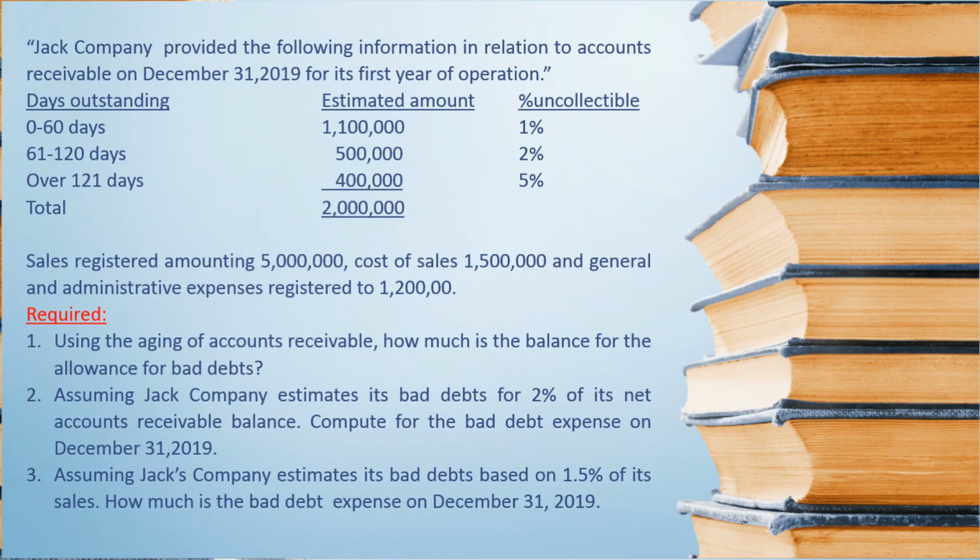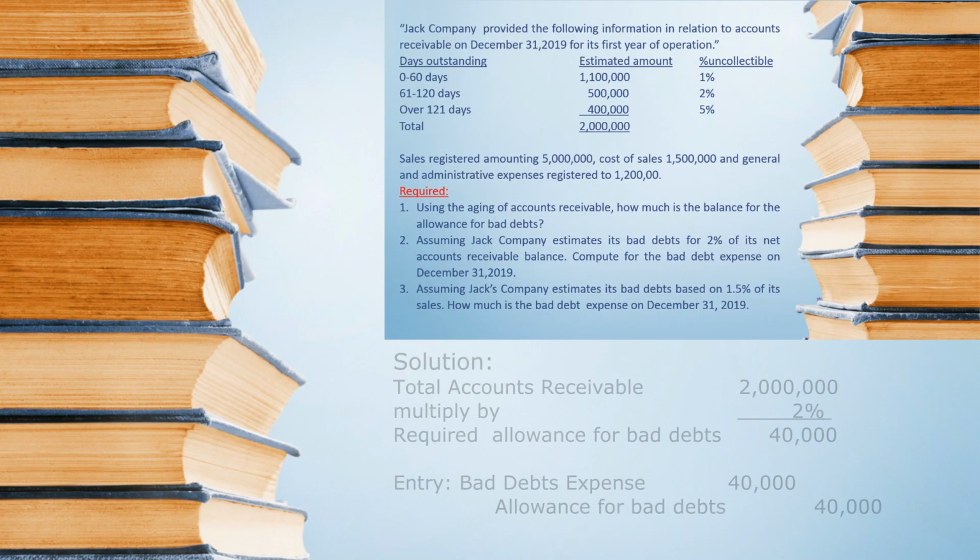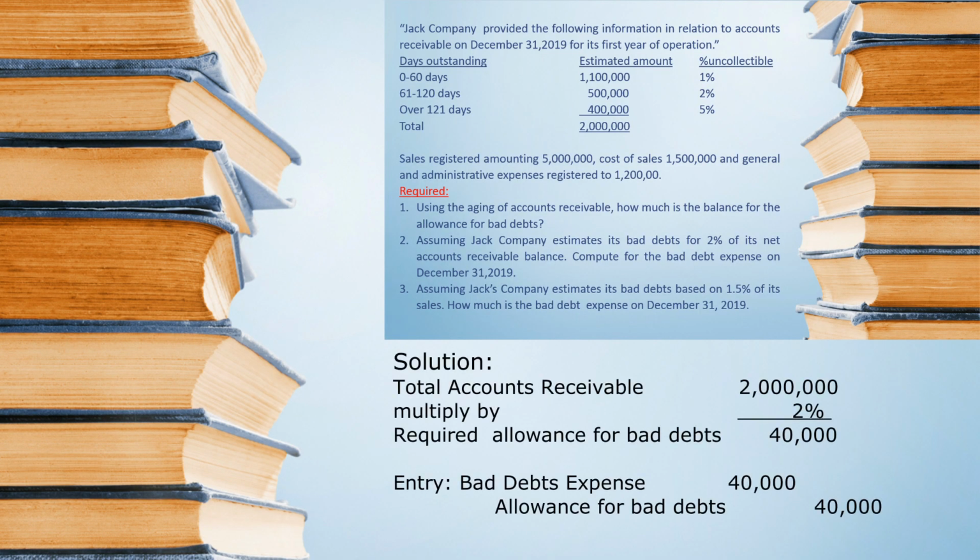Moving to the next requirement, assuming Jack Company estimates its bad debts for 2% of its accounts receivable balance, so compute for the bad debt expense. As shown in the problem, accounts receivable balance was 2 million. So we just have to multiply 2%, so we can get 40,000. When using the percent of accounts receivable, 40,000 is actually the required allowance.